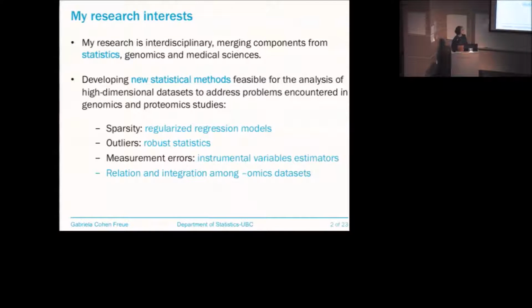The data usually contains measurement errors as well, and I just listed measurement errors here, but another one is confounding factors. Both of those problems can be solved using instrumental variables estimators that I will introduce in the second part of my talk. And for the application of instrumental variables estimators in omics data, I needed some relation between different omics data sets, and that's why part of my research was also inclined to looking at the relation and integration of different omics data sets available. So today I will focus mainly on the last two aspects, and if you have questions you can ask me about the previous ones as well.